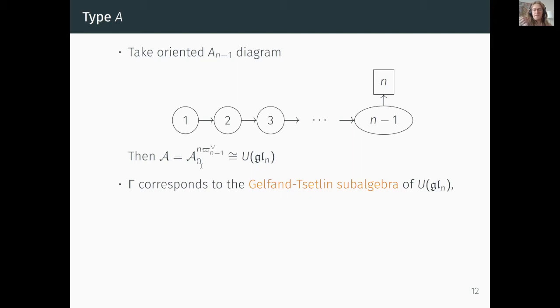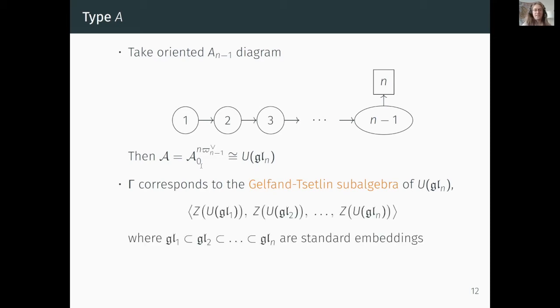In this case, you may recall I mentioned the Coulomb branch always contains this commutative subalgebra, a polynomial ring, but it actually lines up with the Gelfand-Tsetlin subalgebra of U(GL_N). Just to remind you, what is that? Well, it's this thing where you take this big nested inclusion of GL_1 to GL_2 to GL_N, and you take all of their centers of the enveloping algebras and you put those together. So this is some polynomial ring, and that is exactly the Coulomb-Nakajima point in this model.